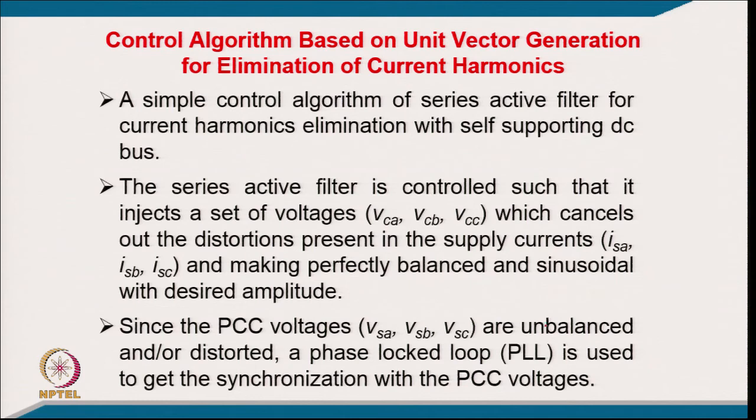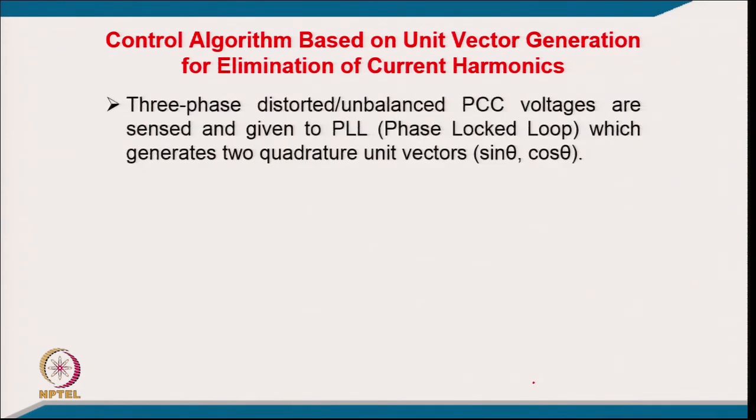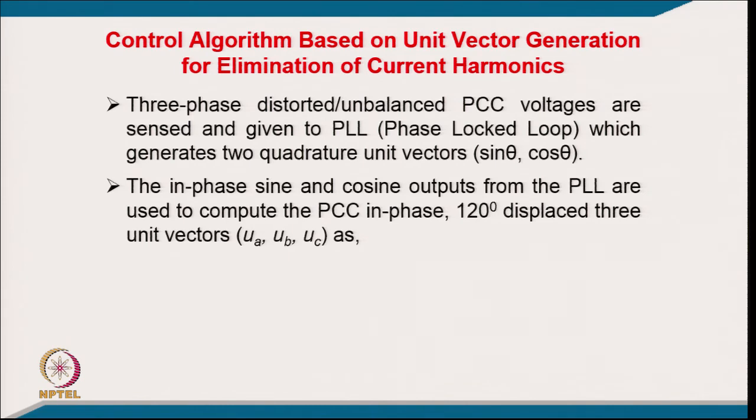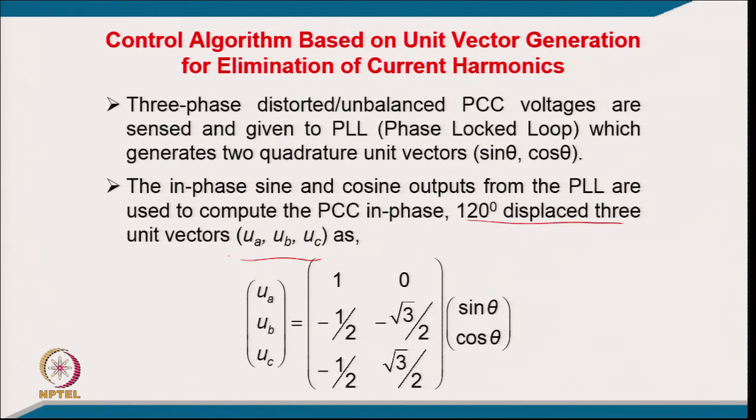And since the PCC voltages are unbalanced and or distorted, a phase locked loop is used to synchronize with the PCC voltage. The 3 phase distorted unbalanced PCC voltages are given to the PLL, which generates the 2 quadrature unit vectors sin theta and cosine theta, and the in phase sin and cosine outputs from the PLL are used to compute the in phase 120 degree displaced 3 phase unit vectors UA, UB, UC, in phase with the PCC voltage. This is typically how we get the 3 phase template from sin theta and cosine theta from this relation.